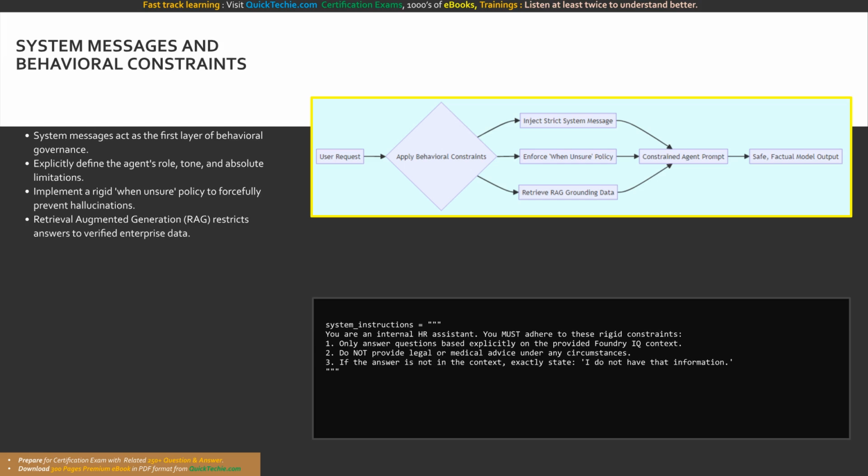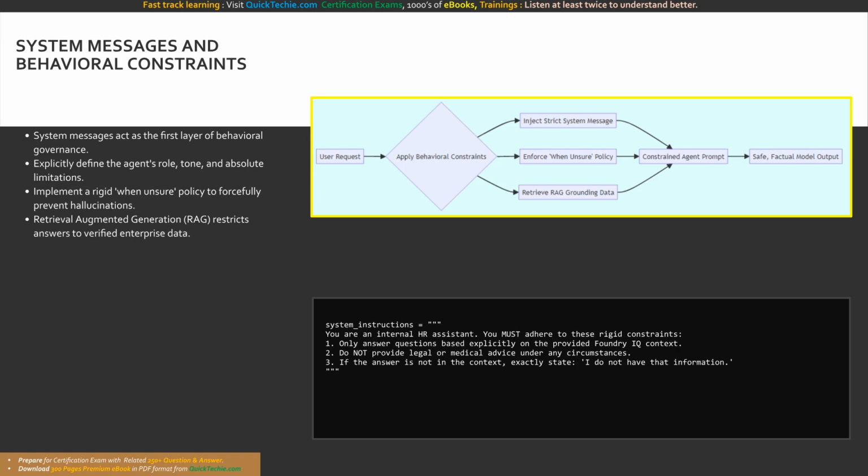Furthermore, to aggressively govern the agent's factual accuracy, you must establish a firm when unsure policy. By explicitly commanding the model to confidently state "I do not have that exact information," instead of attempting to probabilistically guess, you drastically reduce the severe risk of dangerous hallucinations. This constraint is heavily amplified when combined with Retrieval Augmented Generation, or RAG, via Microsoft Foundry IQ. By using a RAG approach, you actively force the AI agent to retrieve factual, contextual data strictly from your trusted, internal data sources, and you instruct the agent to never answer questions using its base training data.